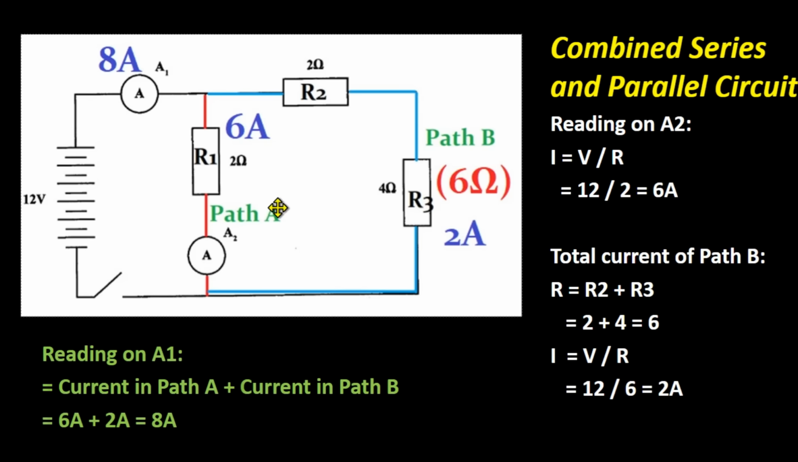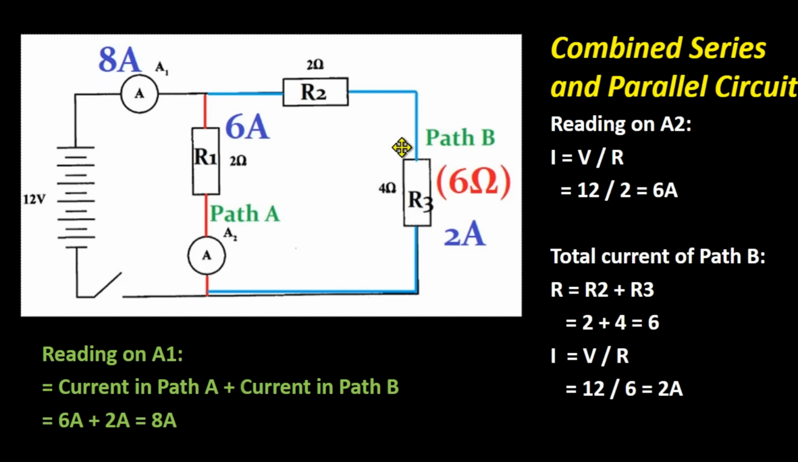So all we have to do here is say I is V over R. Voltage is 12 divided by 2 ohms, which is the resistance of pathway A. So 12 over 2 is 6 amperes here. Now we can also find the current in part B by just adding the resistances here. Because they are in series, we're going to say 2 plus 4 is equal to 6 ohms. This is the total resistance of part B.